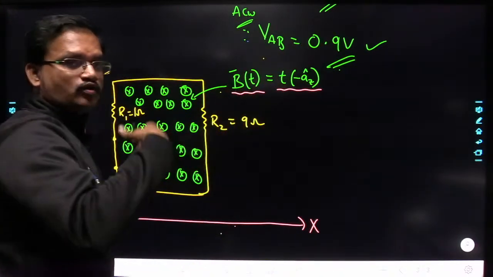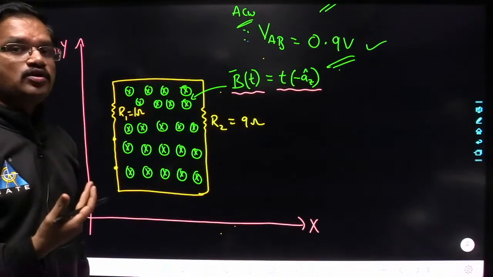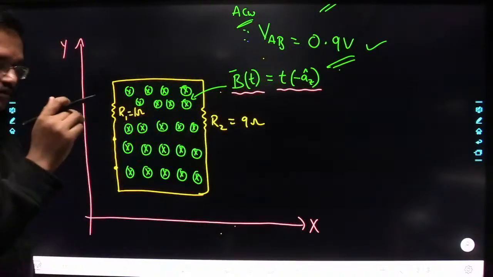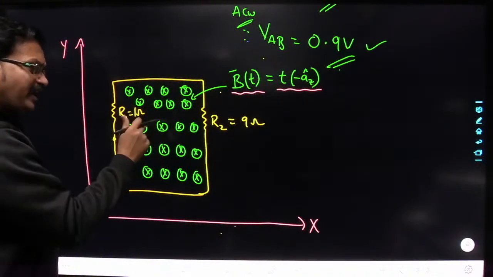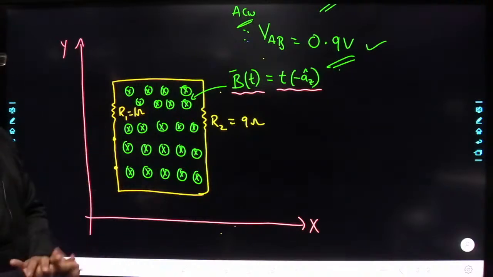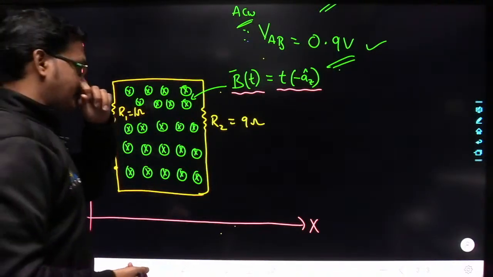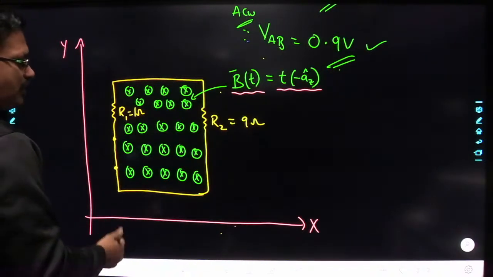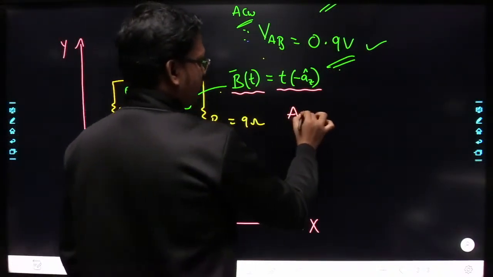B field will also increase with respect to time, and it is pointing in which direction? It is pointing in negative z direction. Okay, so this is the B field, right? Okay. Yeah. Okay, so now let us consider this area of the loop here.